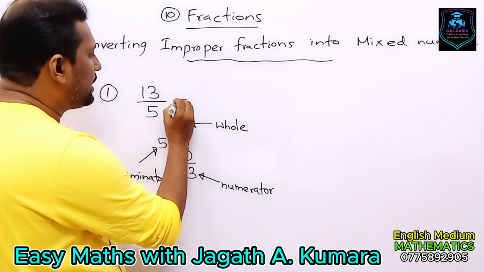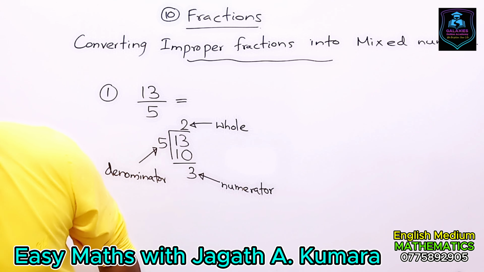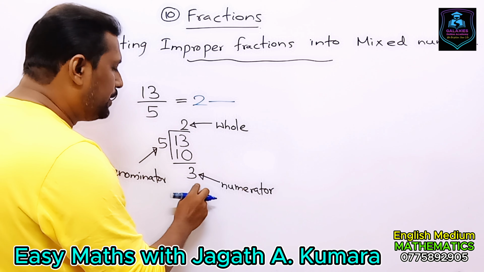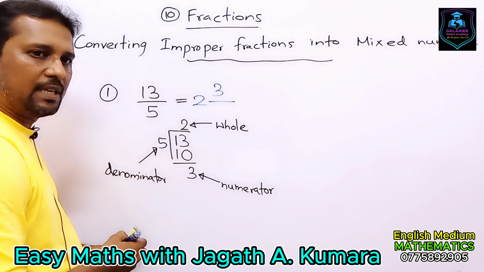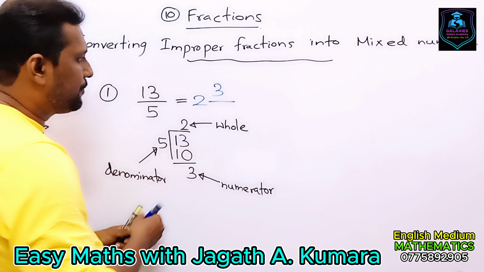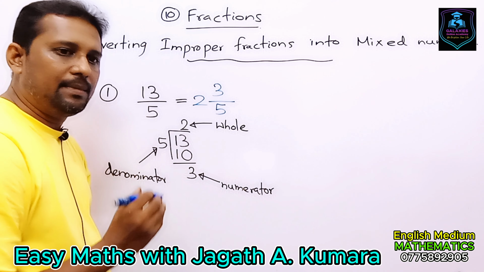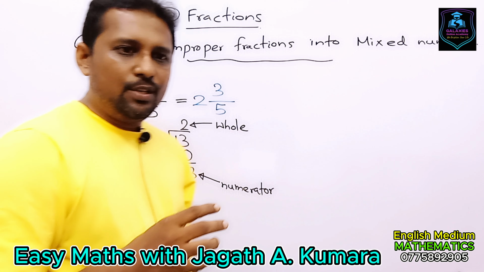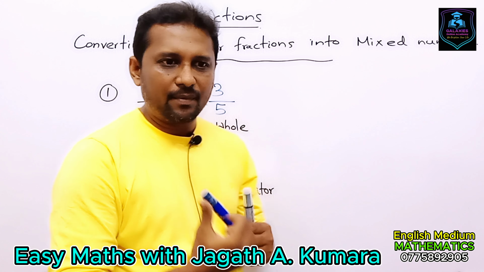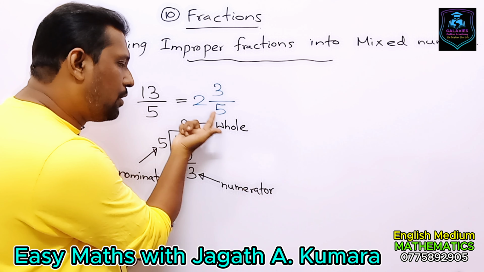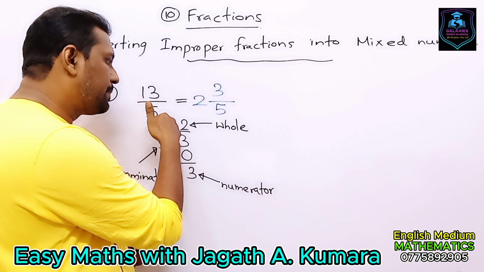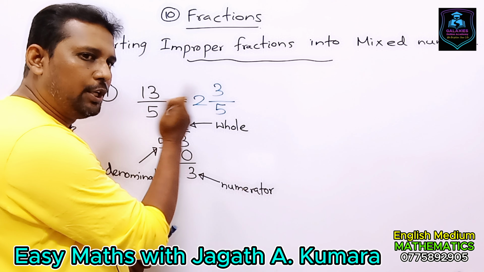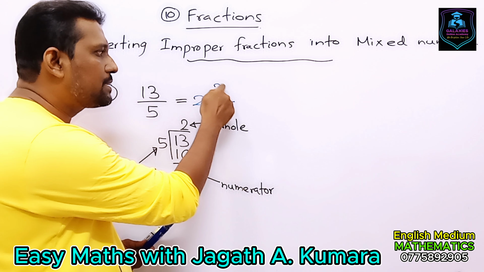So how can you write this as a mixed number? Whole number is 2, numerator is 3 and denominator is 5. So what is the mixed number? 2 3/5. Is it correct? You can check it in reverse. You know how to convert mixed numbers into improper fractions. Denominator is 5, okay. Numerator: 5 times 2 is 10, 10 plus 3 is 13. Correct.